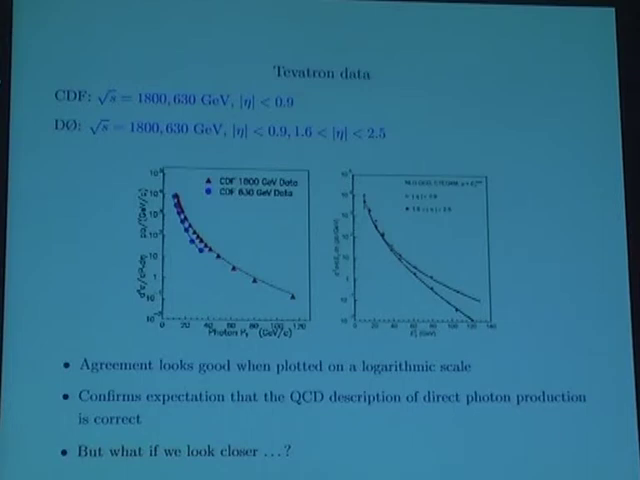And you look here, gee, on a semi-log plot like this, everything looks great. And it confirms your expectation. Yeah, things are being produced about the way you'd expect. It looks like the energy dependence is right. Here it looks like the rapidity dependence is right. D0 has two different rapidity ranges here. So things are looking pretty good.